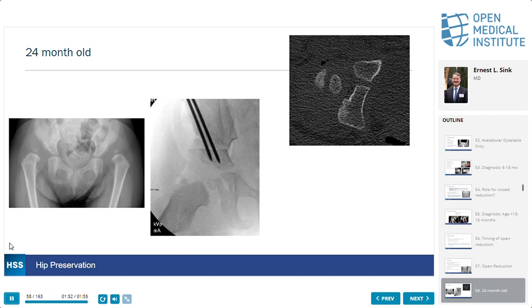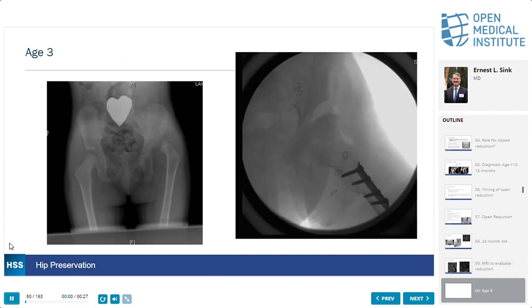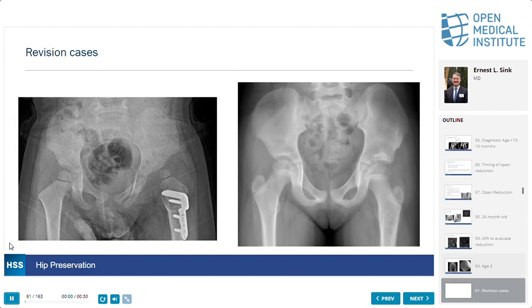You can see the CT scan shows it's reduced. You can use an MRI to evaluate reduction to show that the hip is in. This is a revision case. So here's age 3. At this age, we needed to do a femoral shortening. And in this case, I did a Pemberton where you bend it down, versus Salter, which is cut at the notch. Yeah, we can go on about that. I'm happy to talk to you guys about that later, but just think pelvic femoral osteotomy for the cases that we have here. Okay, so revision cases.